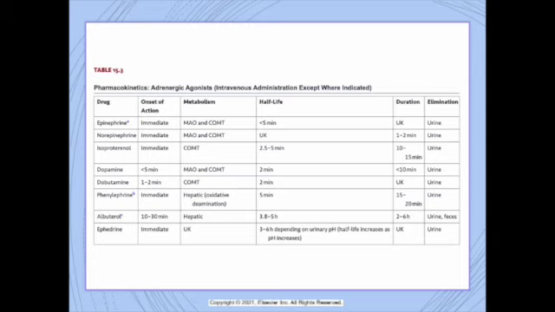Most of these are eliminated only by urine, but albuterol is also eliminated through the feces as well. So take a look at this chart in terms of half-life, duration, metabolism, onset of action, and elimination.